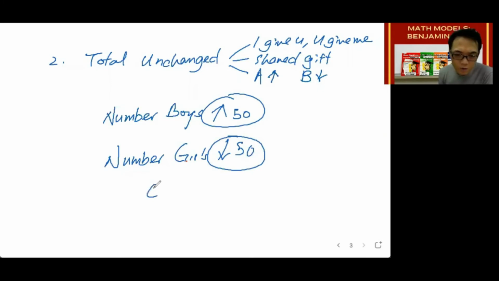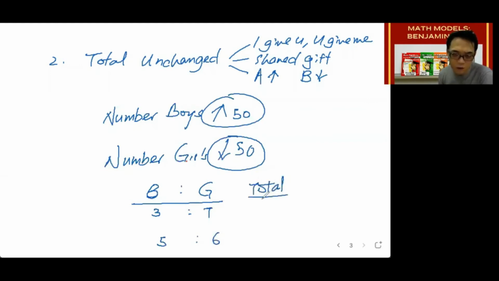Again, if I give you boys to girls, and then I were to say the ratio is, for instance, 3 is to 7, and later I tell you that this is 5 is to 6, then what you need to do is again get the total, knowing that it is based on the same total, and then after that, equating these two totals. In this case, you need to multiply this by 11 and multiply this by 10, and then do the same for the parts of the same ratio.